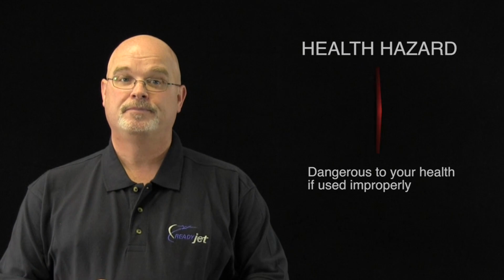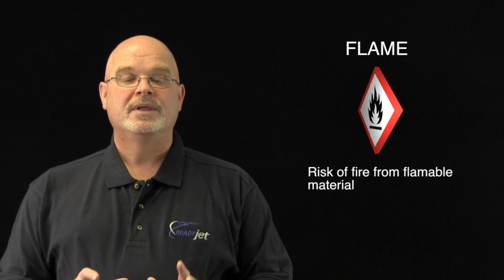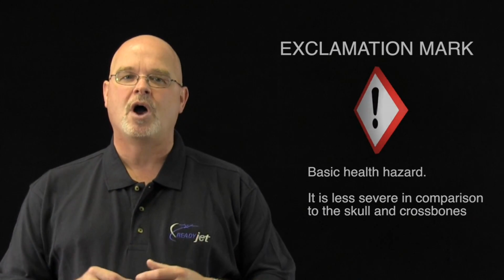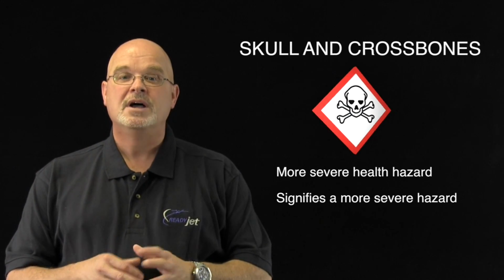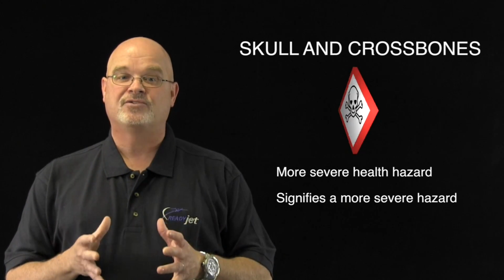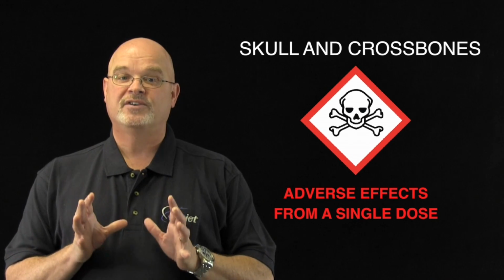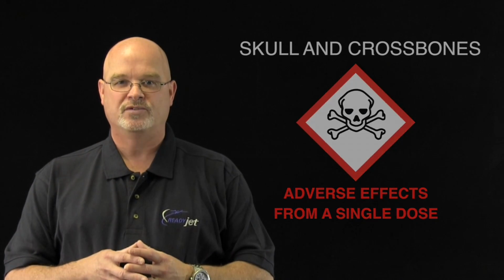The health hazard will be used if the chemical is dangerous to your health if used improperly. The flame pictogram indicates that there's a risk of fire and you should be cautious of flammable material. The exclamation mark is a basic health hazard, less severe than the skull and crossbones. Skull and crossbones is a more severe health hazard symbol to signify particularly hazardous chemicals. This also means this chemical will produce adverse effects following a single dose.